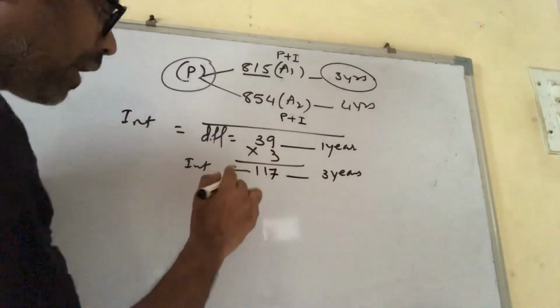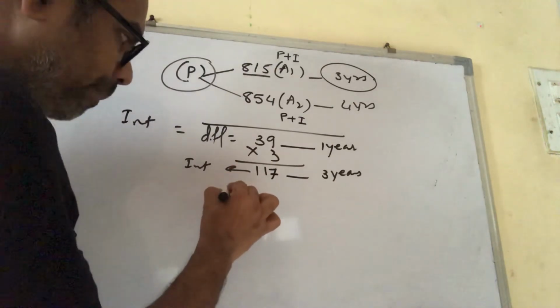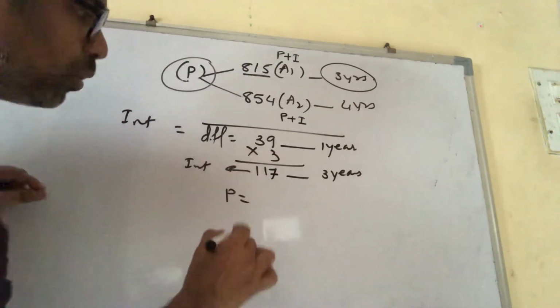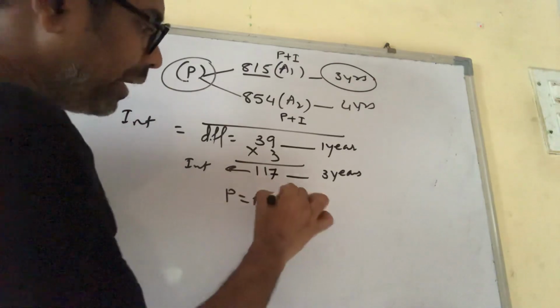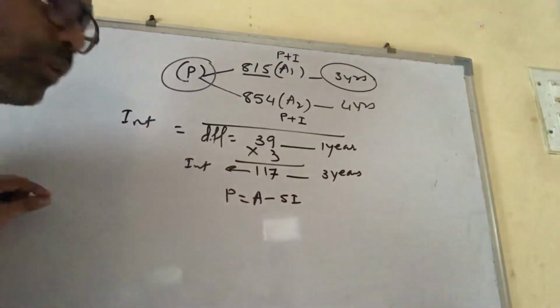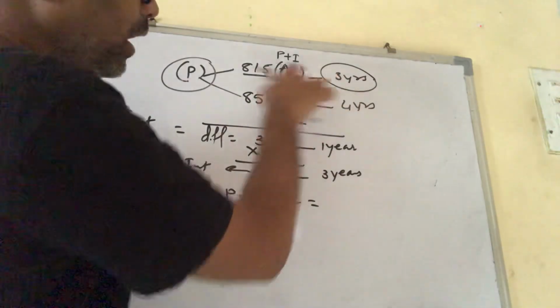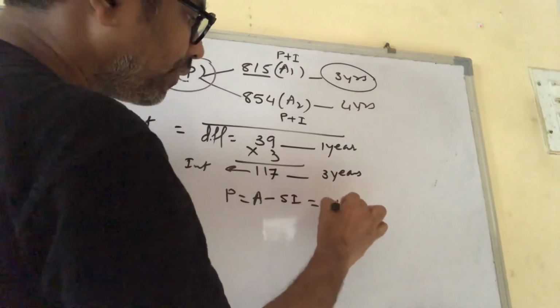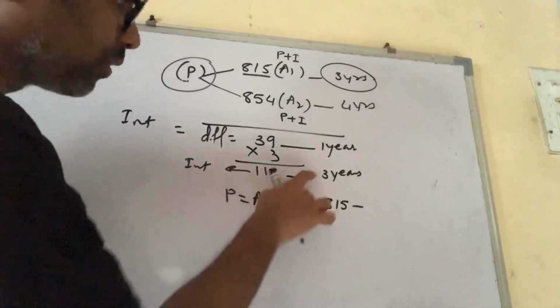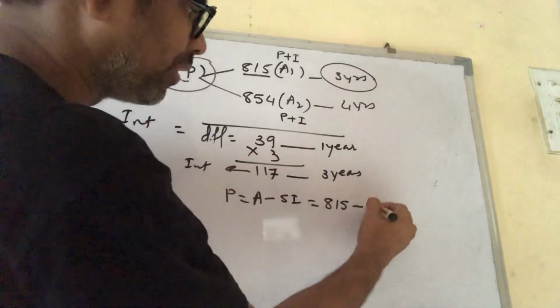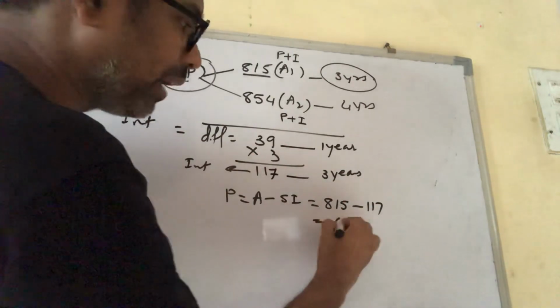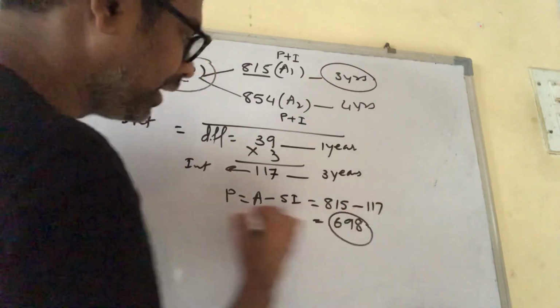Now everyone is aware of that formula. What is that formula? Principal is equal to amount minus simple interest. So what is my amount here for 3 years? 815, minus my interest for 3 years, 117. If you calculate, you will get 698. Write down. This is your answer.